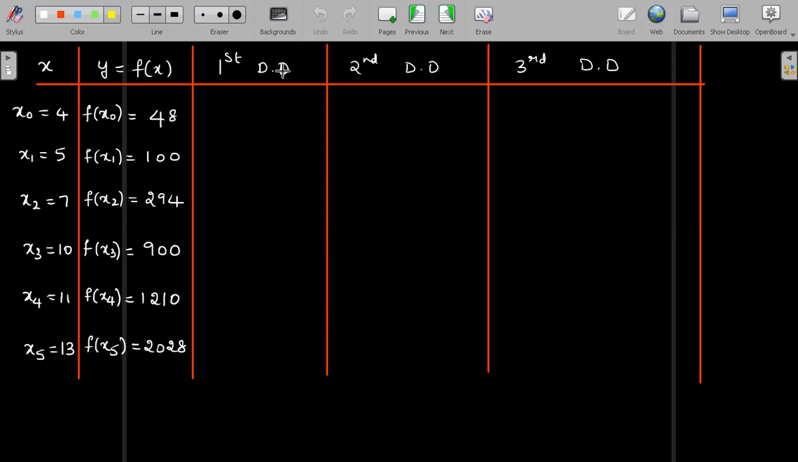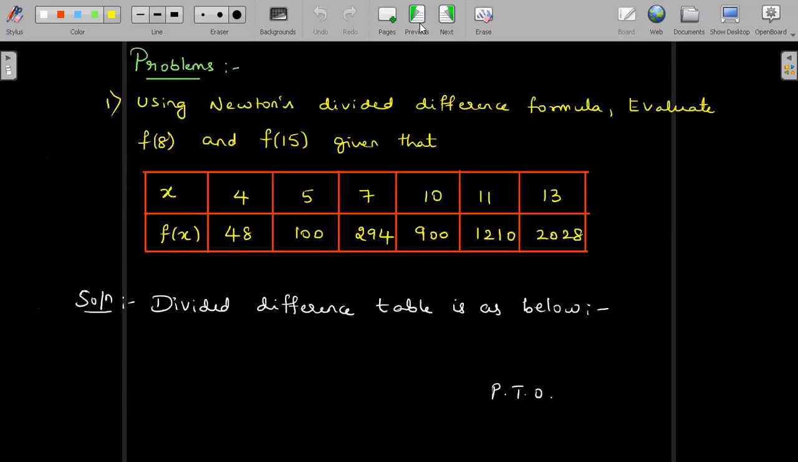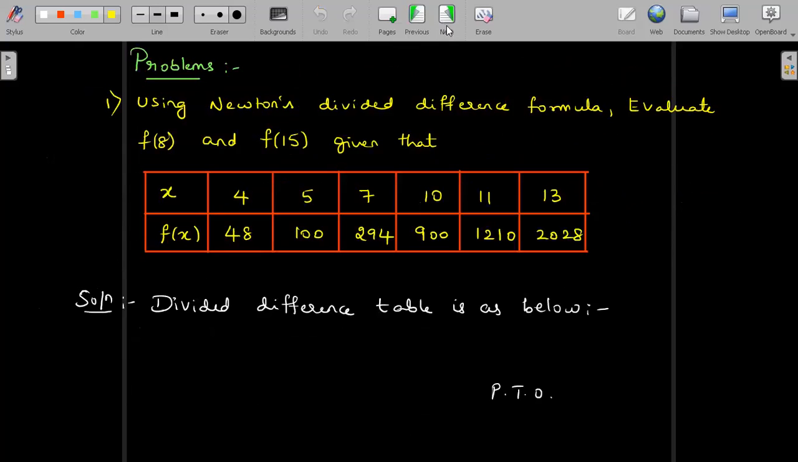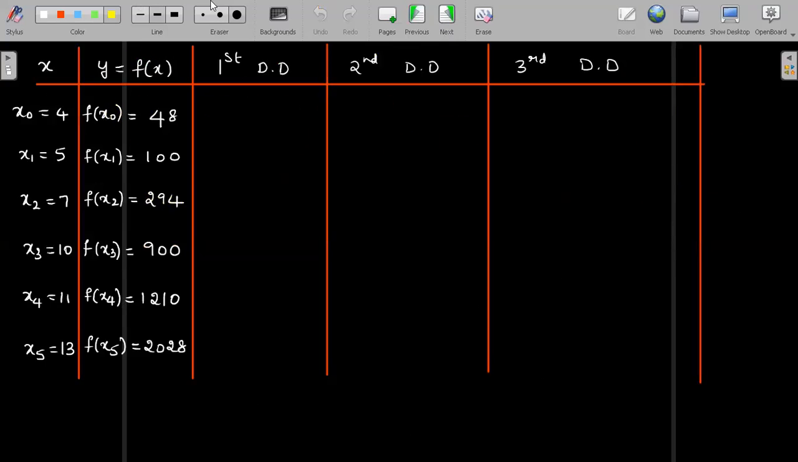Now let us find out the first divided differences. Let us recall from the theory that the first divided differences are given by f of x naught, x1, f of x1, x2, etc. So first we will mark out these notations. Similarly, second order divided differences we will mark as f of x naught, x1, x2, f of x1, x2, x3, etc. With notations, it will always be helpful for us. That is the reason we are writing down the notations here.